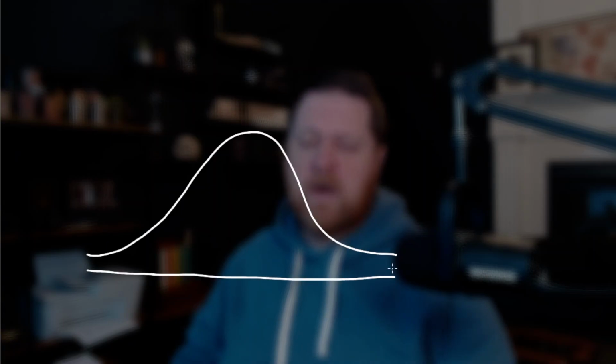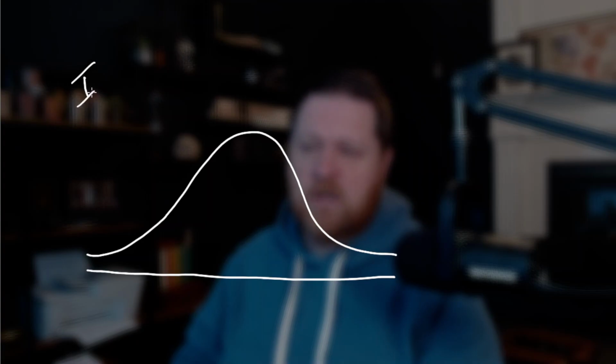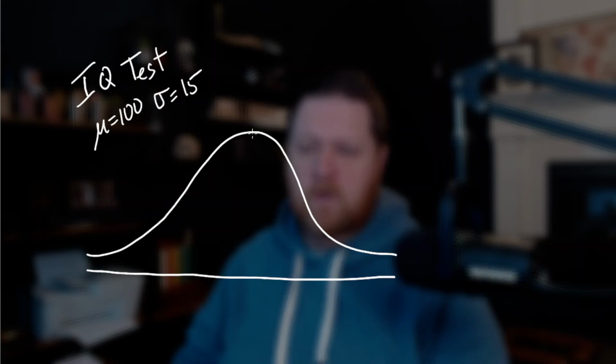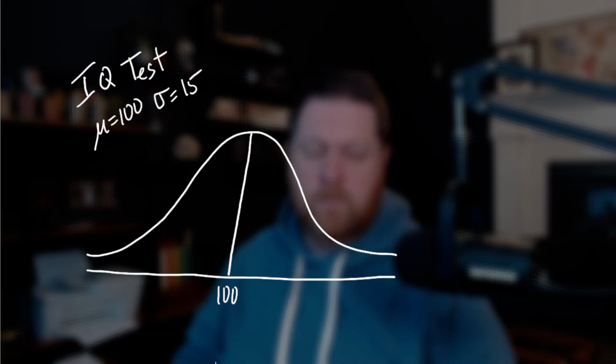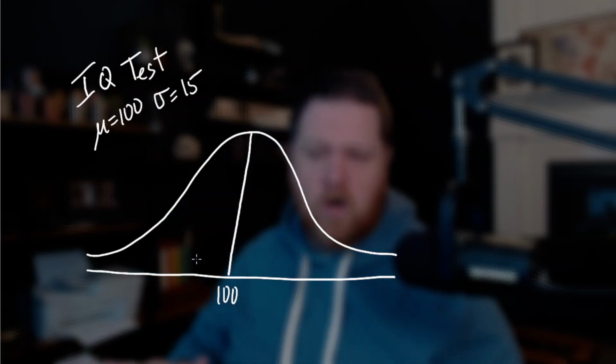So let's say we have a normal distribution. All right. Here's a normal distribution. Let's go back to our handy dandy IQ test. So we have an IQ test that's normally distributed with a mean of 100 and a standard deviation of 15. So let's write in our mean of 100. And we've got our standard deviation of 15 up here. There's nothing really to draw there.